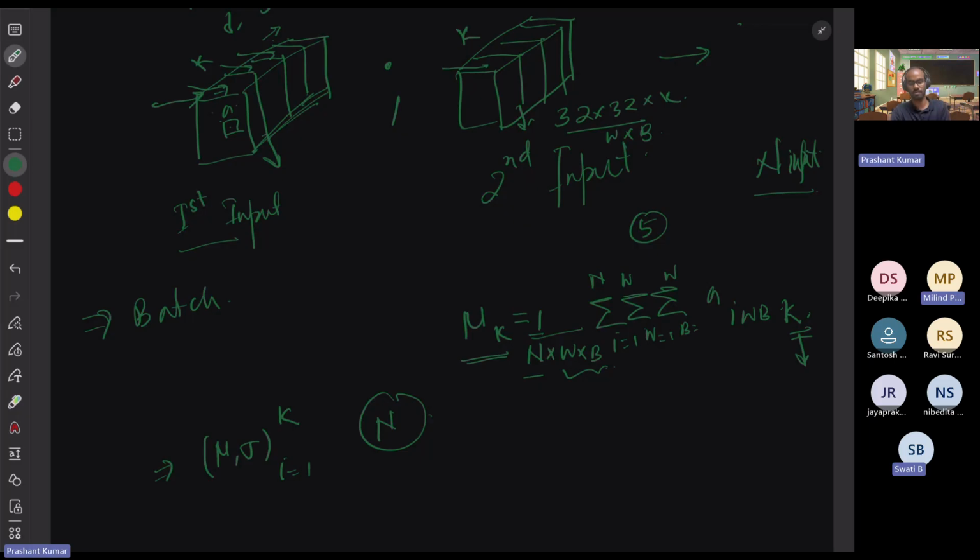Twice you wrote W, that is 32 and 32. That's because both are the same, right? Oh, sorry, this is B. Correct? No issues. Perfect. So this is how I will calculate this mu k, right? Similarly, I will calculate the sigma k, and I will write 1 by n of W dot B.